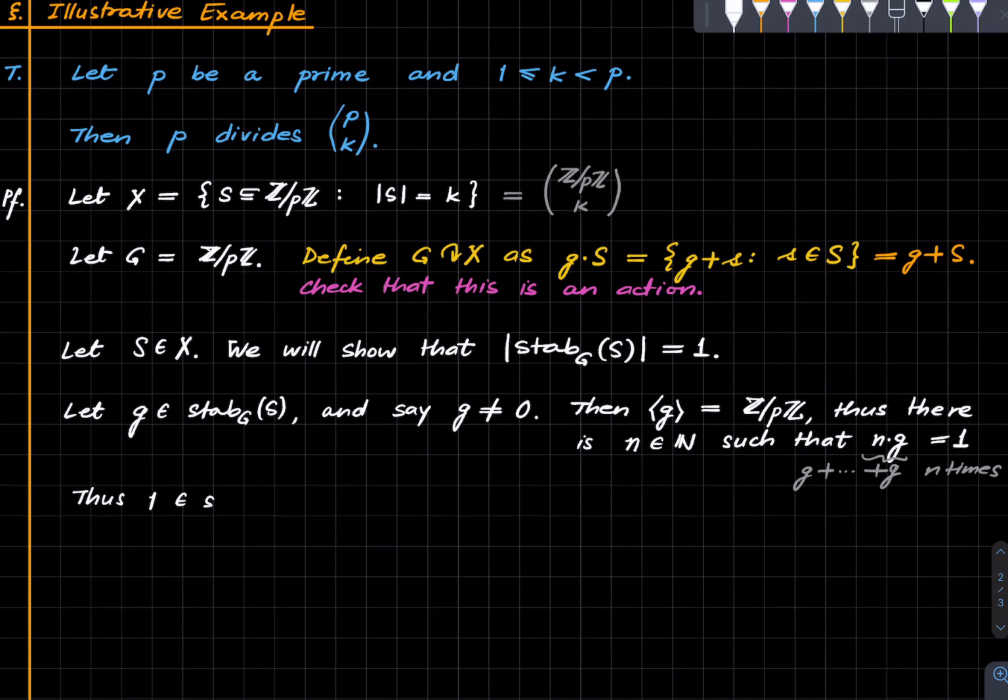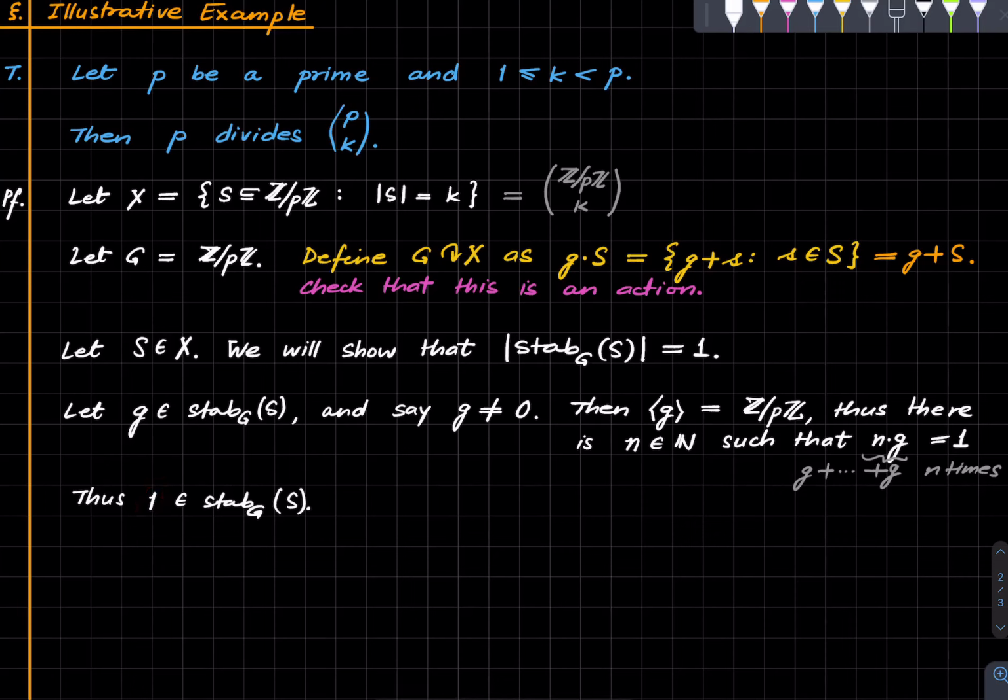1 belongs to the stabilizer of S. Clearly, because the stabilizer is after all a subgroup, so it is closed under addition. If g is in the stabilizer, then all these multiples are also in the stabilizer, and therefore 1 is in the stabilizer. Again, by 1 I mean 1 bar, which is all the integers which leave a remainder of 1 when divided by p. So please be mindful of that.